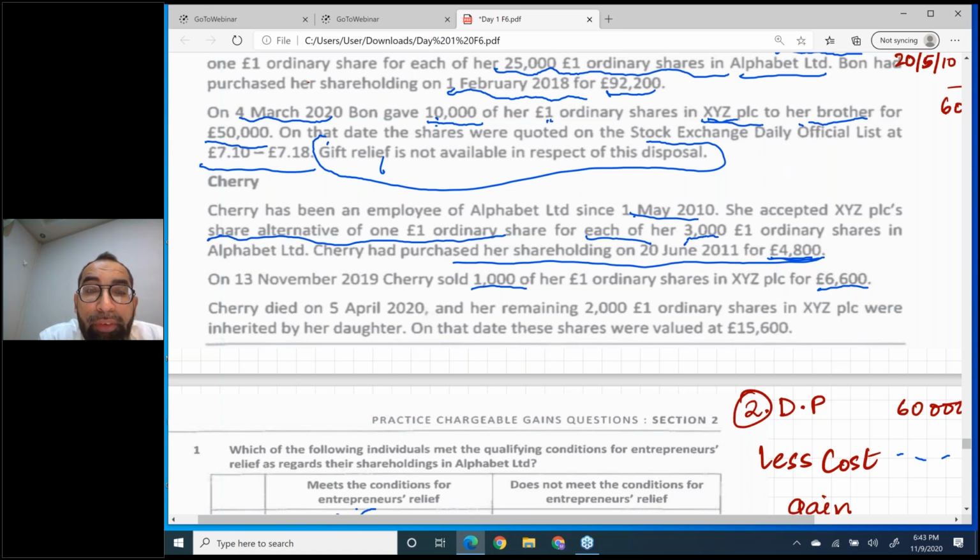Cherry died on 5th of April 2020, and her remaining 2000 pound one ordinary shares in XYZ PLC were inherited by her daughter, were given to daughter. I hope you remember today's class. At the time of death, there is no CGT. Whatever chargeable asset you transfer to your daughter, to your son, there is no CGT. On that date, these shares were valued at 15,600.